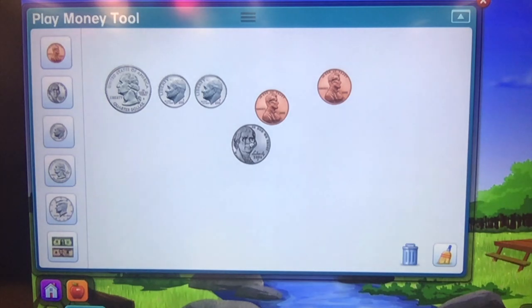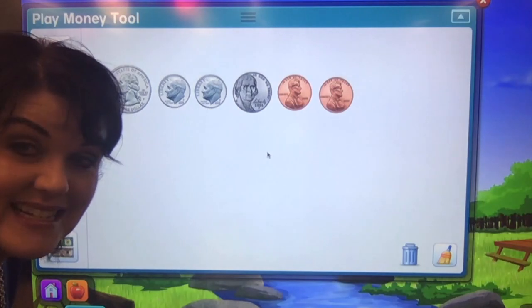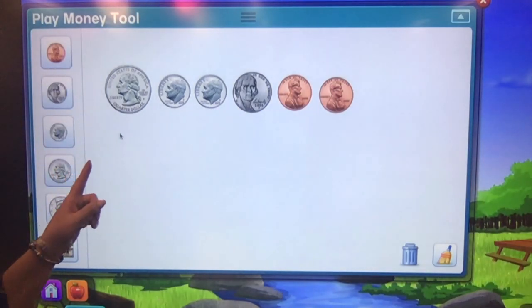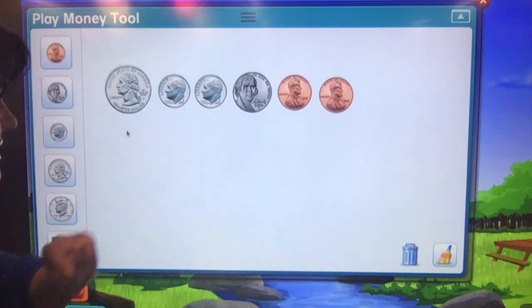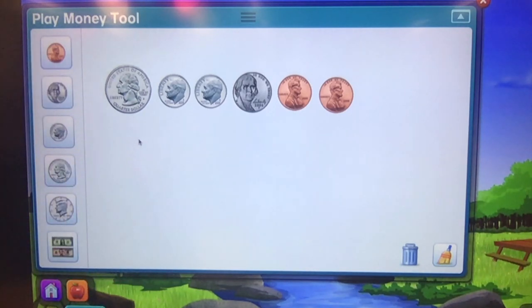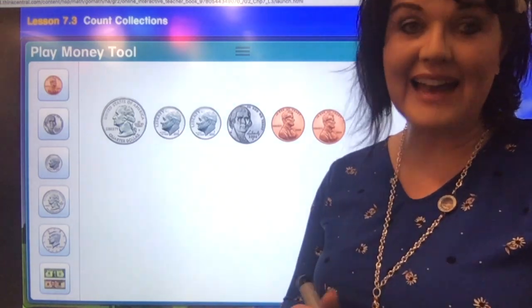And then we have our nickel. Our nickel is 5 cents, so that nickel gets to go next. And then, of course, we end our collection with the penny because it has the least value. So now, boys and girls, we can count on because we have the greatest to the least in our coin collection. So let's go ahead and count on and add up these coins.